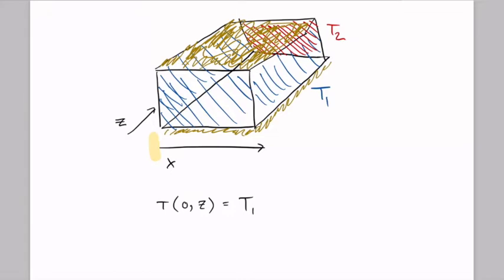And now we can do the same for this side. In this case, what we're looking at is a location where z equals 0, but any value of x is appropriate. So any value of x, but z equals 0, and that's again T1. We do the same for this side. Here you can have any value of z, but x is going to equal the length scale that's characteristic to this problem, L.